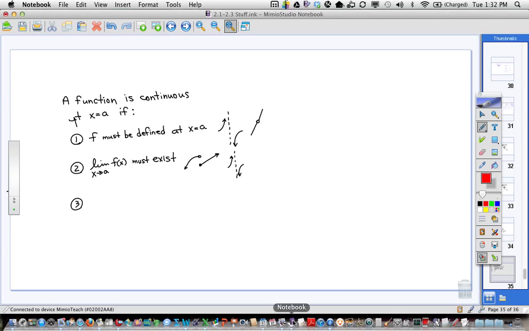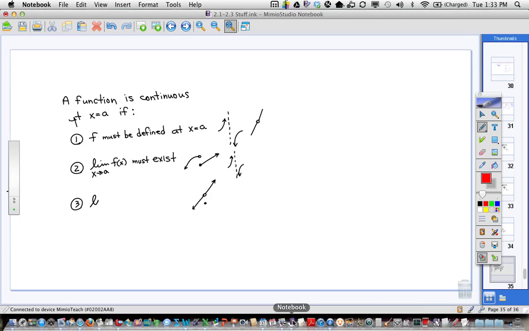Okay, and then the third one. The third one takes care of this situation. What if you had a hole and then a dot right there? Is number 1 satisfied? Is there an output everywhere? There's an output everywhere. Does a limit exist? Yeah. The curves would meet. So what's wrong? Well, yes, we put an extra dot. They're not the same. They've got to be the same, right? Where the curves meet has to also be where the dot is. I mean, the output and where the limit is have to be the same.